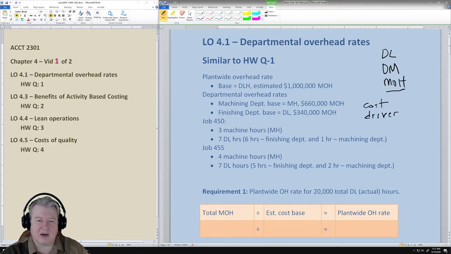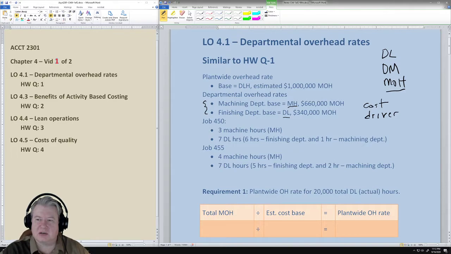And that's what we see here. Perhaps we have a machining department where our best guess of what drives the cost in that department is machine hours. And then we've got a finishing department. Maybe that's a bunch of hand labor, so we might think about measuring the manufacturing overhead that way. So all we're doing now, different from chapter 3, is this: chapter 3 would have just one big group of estimated manufacturing overhead. Here in chapter 4, we're going to say it's probably more accurate to track it by 2 or more smaller groups of manufacturing overhead.